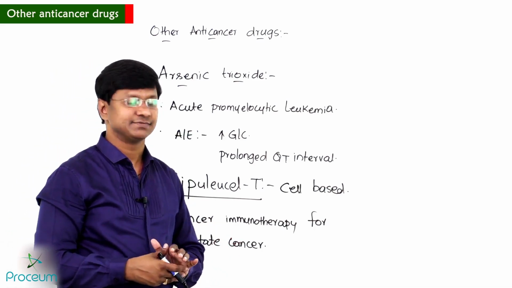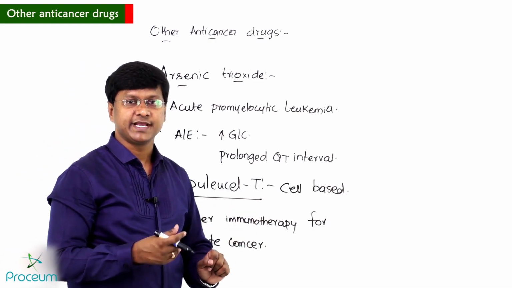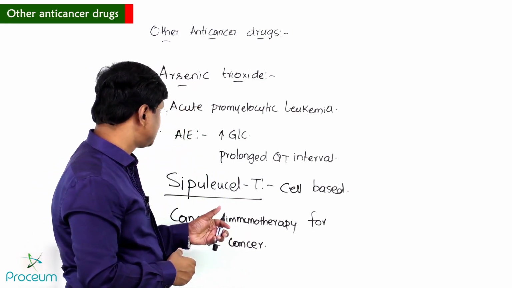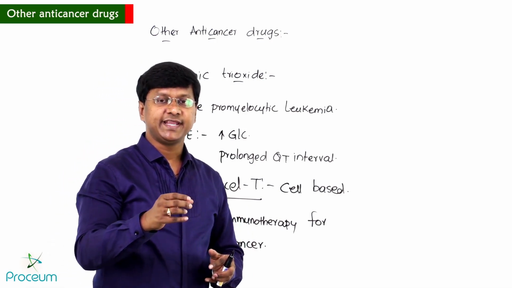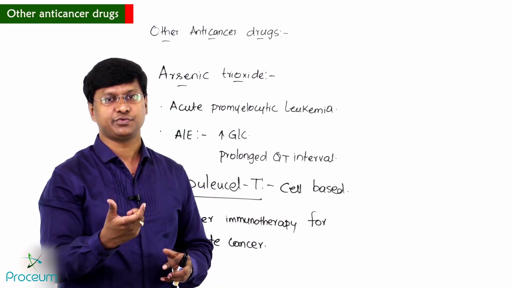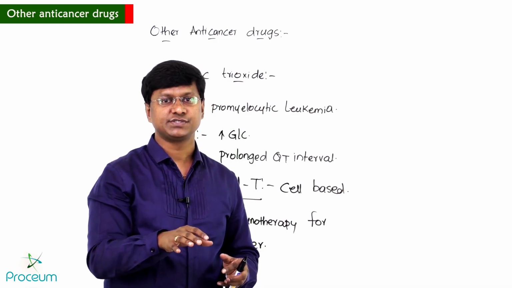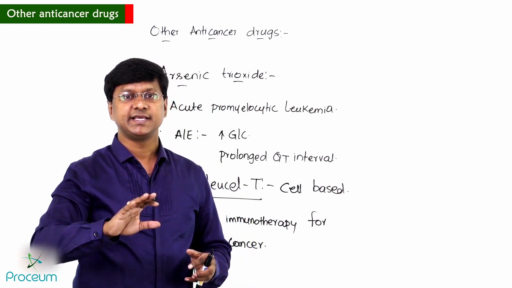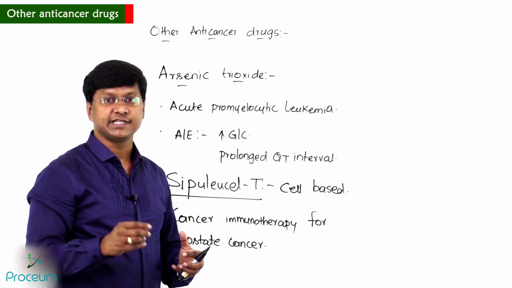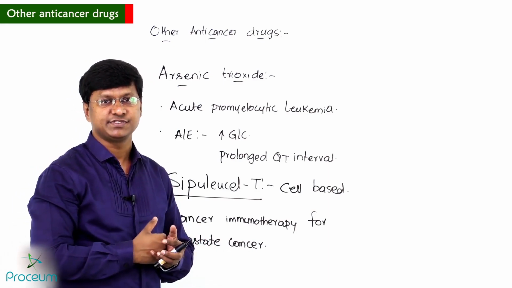Let me tell you the mechanism. It is a cell-based cancer immunotherapy. Let me try to explain. In the case of Sipuleucel-T, we take the patient's antigen presenting cells. What are antigen presenting cells? That is macrophages. The patient's macrophages are extracted by leukapheresis, and these antigen presenting cells are incubated with a fusion protein. In prostate cancer, the fusion protein consists of prostatic acid phosphatase as well as GM-CSF.